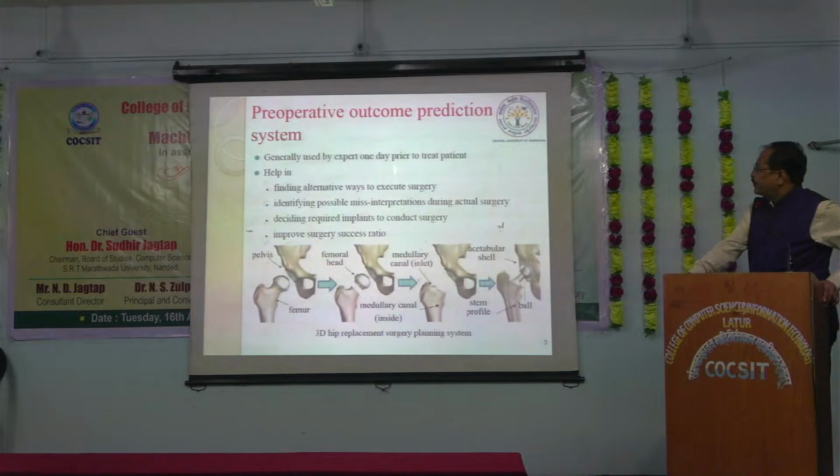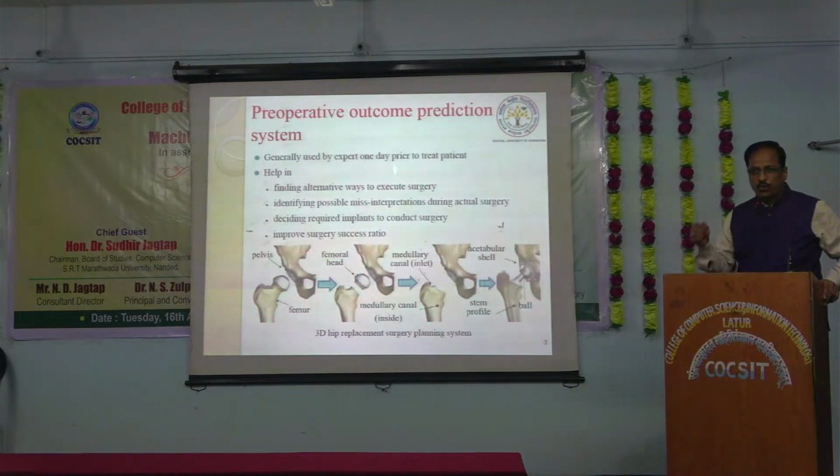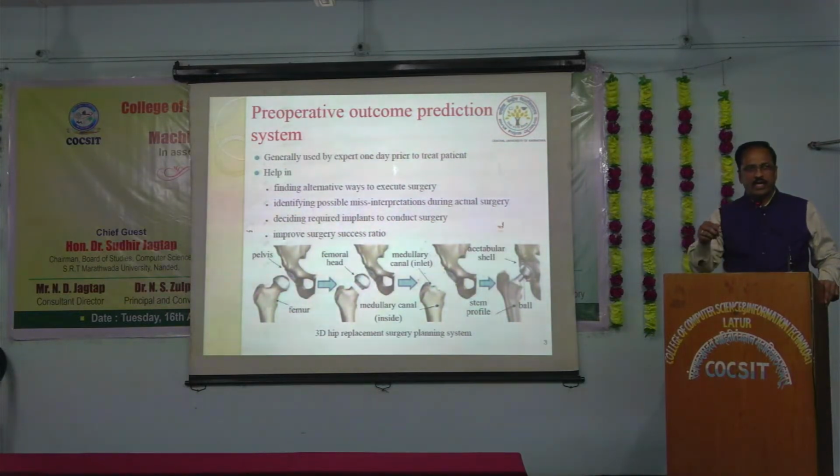The pre-operative outcome prediction system is generally used by the expert a day prior to treatment, as I told you. As soon as the patient meets with an accident, the patient is brought to the hospital. They first give painkillers, and then they take an X-ray. Doctors study where exactly they need to do proper planning. They cannot suddenly take the patient and cut the body. Usually the next day early morning, they will do the surgery.